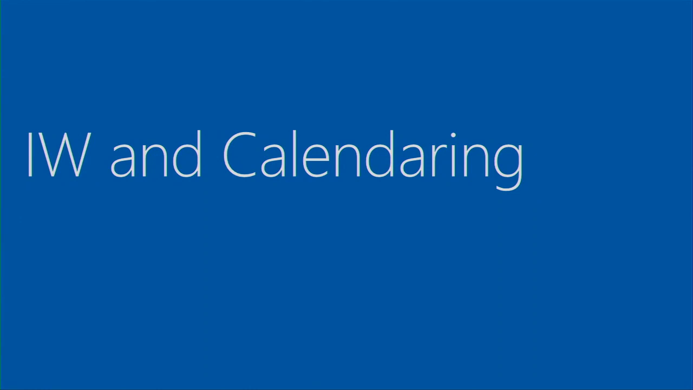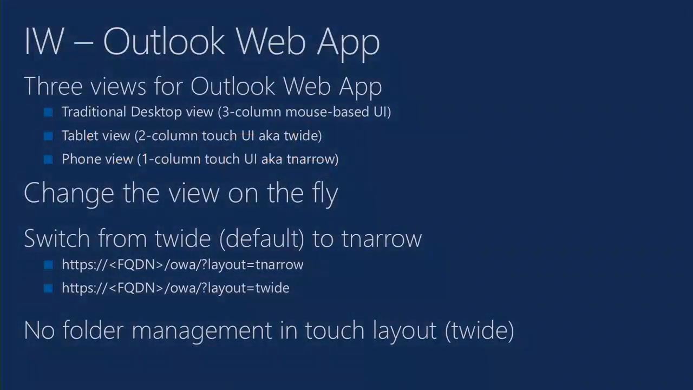All right, let's talk about information workers and calendaring. I mentioned there were some cool new things in Outlook Web App and how we've changed things. One of the neat things that we've done about Outlook Web App is that we now understand the device on which we're being displayed. Based on that understanding, we now present one of 3 different views of Outlook Web App, depending on whether you're using a desktop computer, a slate or a tablet, or a mobile device like a phone.